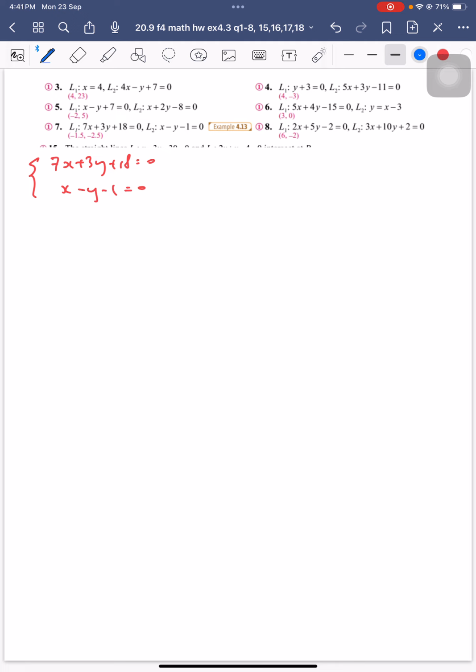First of all, we can change it to become 7x plus 3y, so all of the variables are on the left-hand side and the constant is on the right. Similarly, for the second one, we have x minus y equal to 1. Then using program 1, we can enter 7, 3, negative 18, 1, negative 1, 1 to get the values of x and y.